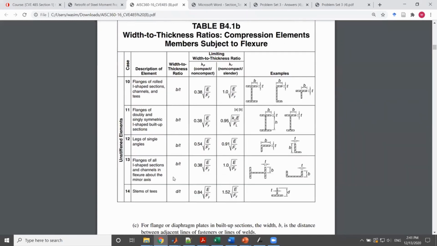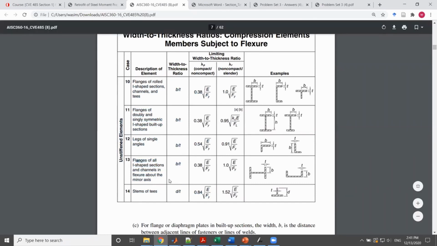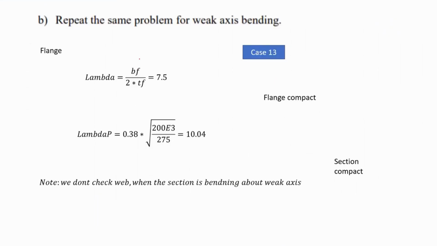for the flanges, here I have something. I'm not going to use this part. Why? Because it's about the strong axis bending. If you take a look here, it says flanges of all I-shaped sections and channels in flexure about the minor axis. So it's about the weak axis. Therefore, I'm going to make use of case number 13. And in order to calculate lambda, it's going to be b over t. So if we substitute everything in here again, you would get a similar value to what we obtained before, 7.5.